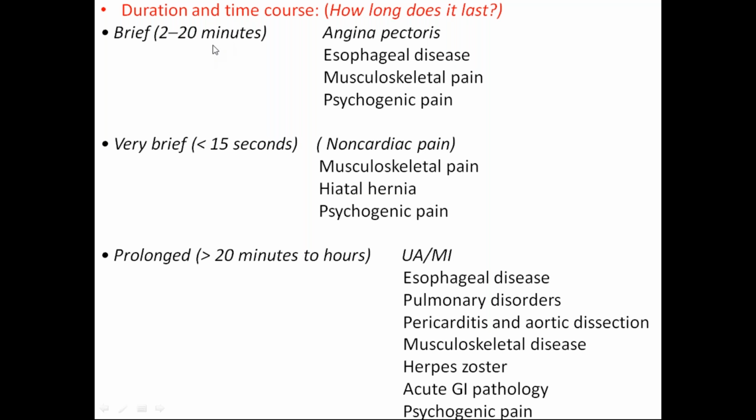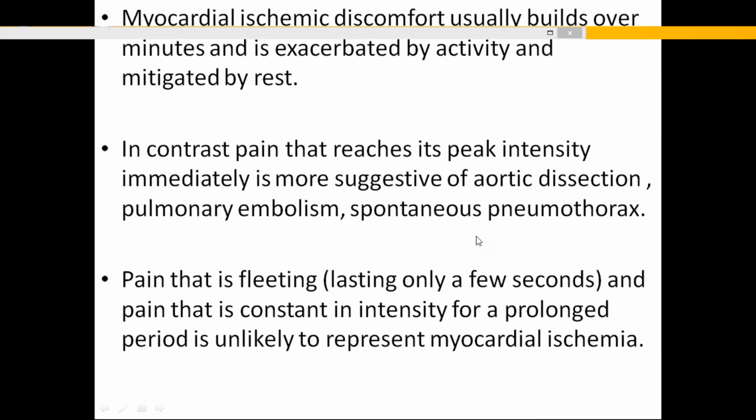Depending upon duration, we have already discussed. MI pain, angina pectoris pain, and ischemic pain will last for up to 20 seconds, 20 minutes, and if a pain is of less than 15 seconds, it's of musculoskeletal or hiatus hernia. It is of more than 20 minutes of MI, pulmonary disorders, and musculoskeletal disorders. Myocardial ischemia and discomfort usually lasts for minutes, is exacerbated by activity and mitigated by rest, which is already described. Pain that is fleeting and pain that is constant in intensity for a prolonged period is unlikely to represent MI.